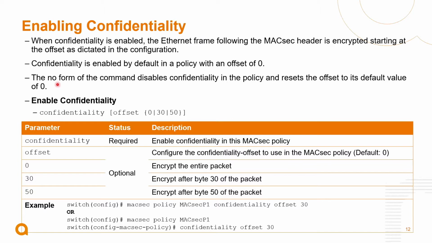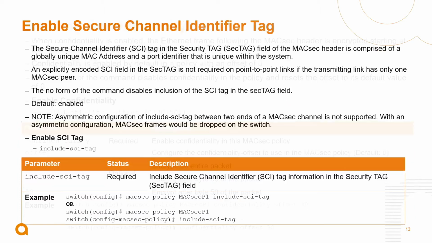There are 3 offset values that you can set. The default offset is obviously 0. When you have confidentiality enabled, the offset value is automatically set to 0. You can override it to an offset of 30 or 50 based on your requirements. That's about it. Next slide, please.